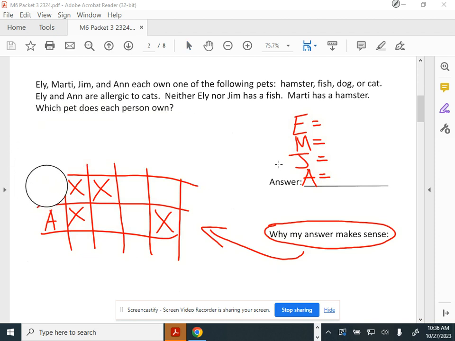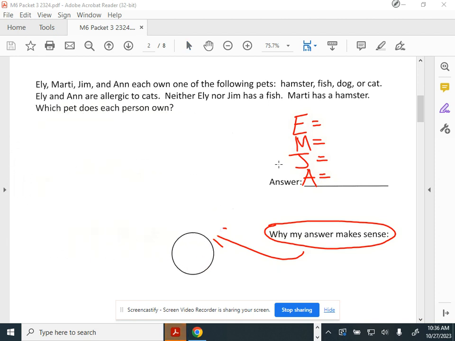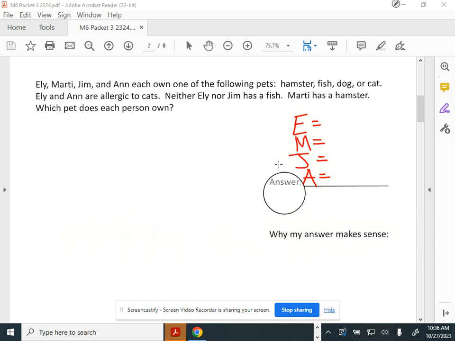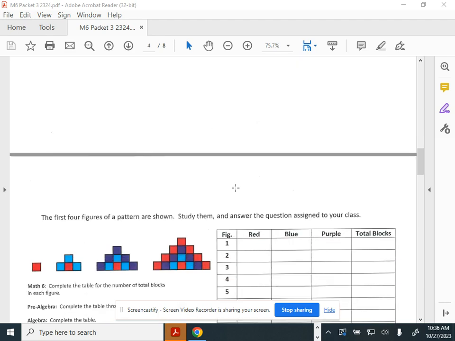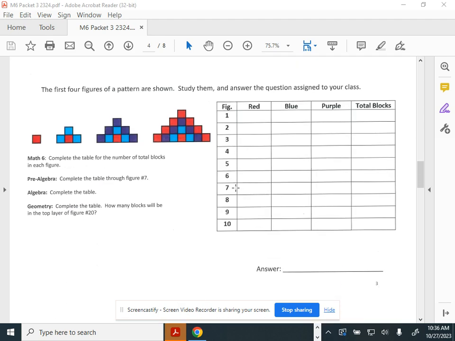Our next page is our 5-card challenge. We know we can use those different cards to equal 2. So use different operations: multiplying, dividing, adding, subtracting. We use these cards to make 2 for our answer. Math 6 needs to have 12 points altogether. Next page is our pattern page.